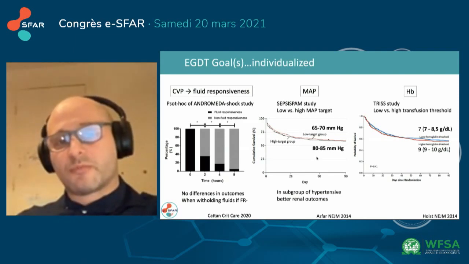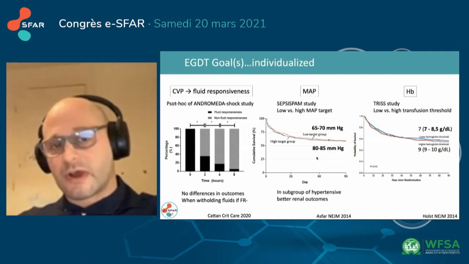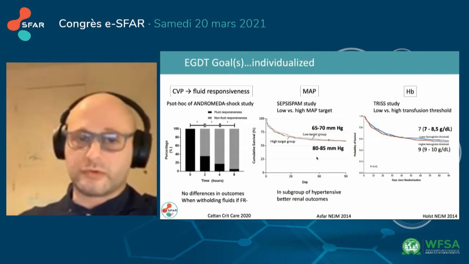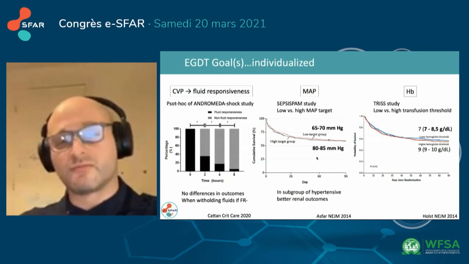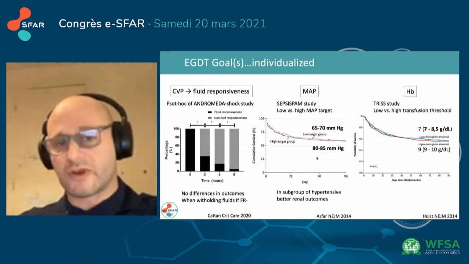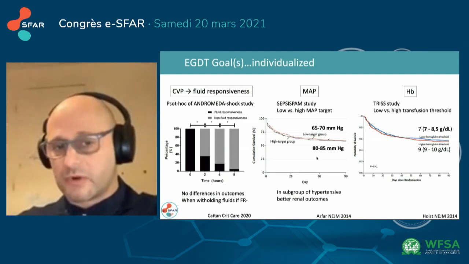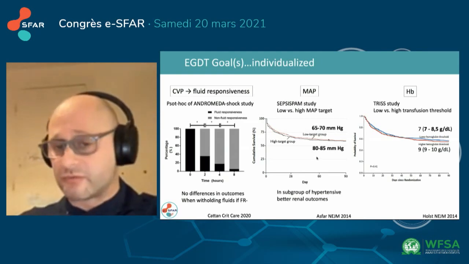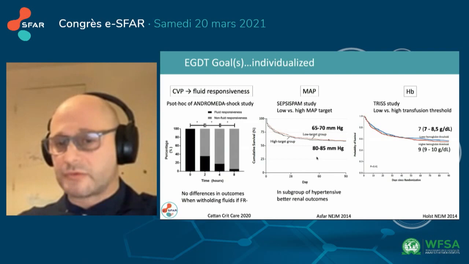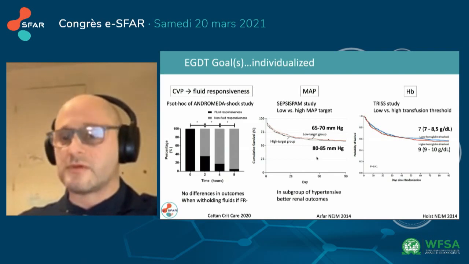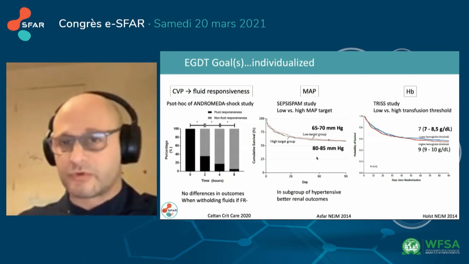Concerning MAP, the Sepsis PAM study comparing low versus high MAP targets, which were supposedly 65 to 80, actually practically were more 65, 70 to 80, 85. There was no difference in survival. However, in the subgroup of hypertensive patients, there were better renal outcomes. Again, there's room for individualization, even of the MAP target.